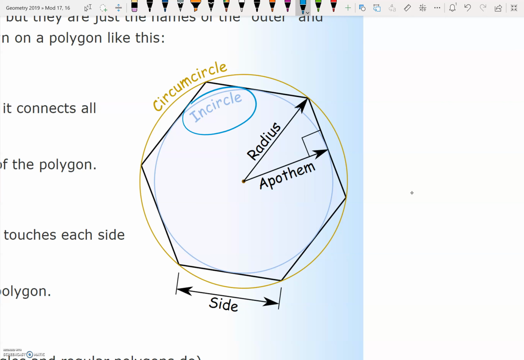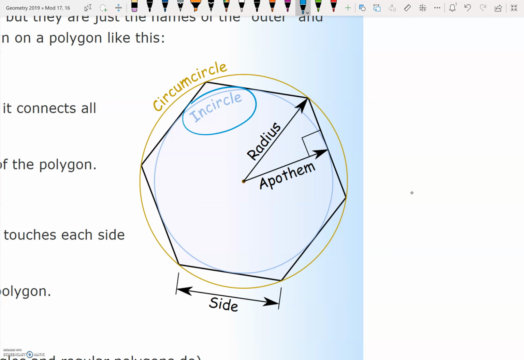This is a regular pentagon, all of these sides are going to be the same, and all of the angles are going to be the same as well. This irregular pentagon is not regular because all the sides are different. And so we're going to try and figure out, how do we figure the area of regular shapes?